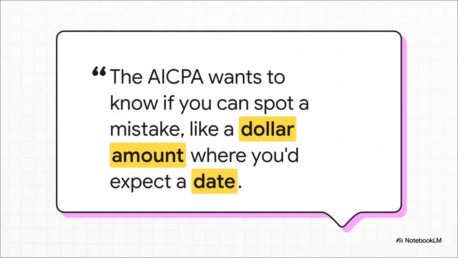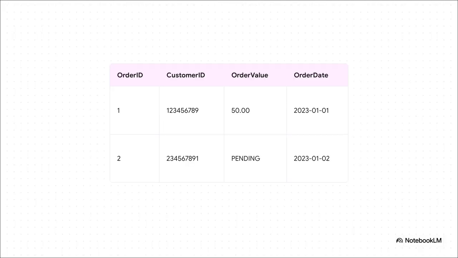And they're not subtle about it. The study materials say it flat out. The AICPA wants to see if you can find mistakes in the data. This goes right back to what we were just saying about data types. You've got to have your detective hat on, looking for data that just doesn't belong in a column. Let me show you exactly what I mean.